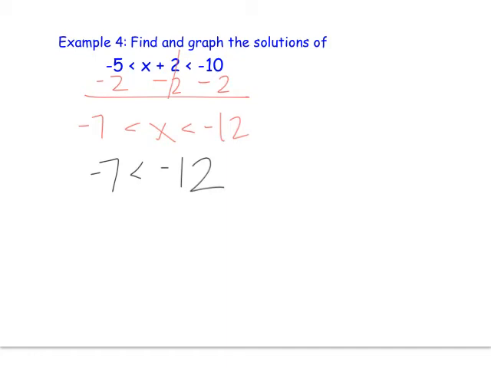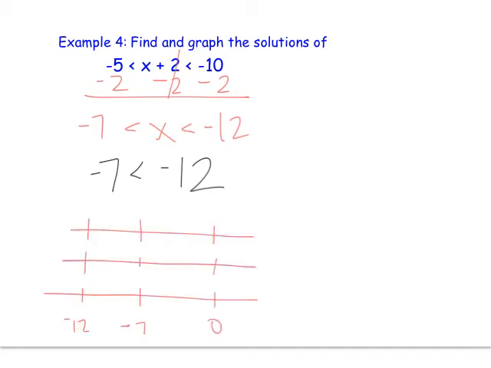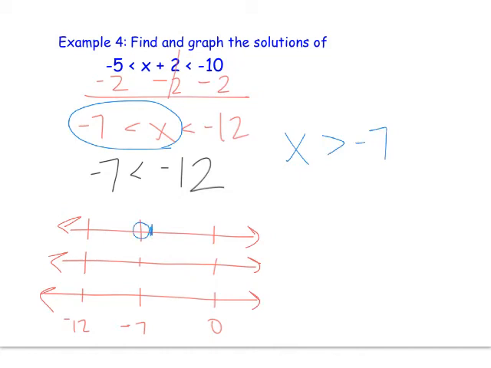So let me draw some number lines. So I've just approximated here where -7 and -12 may fall on a number line in relation to 0. If we take a look at the first number line, we would have to graph the first inequality. Well, that says -7 is less than x, or we could say x is greater than -7. So greater than -7 would look like this. -7 is not included, and we shade everything that is bigger than -7.